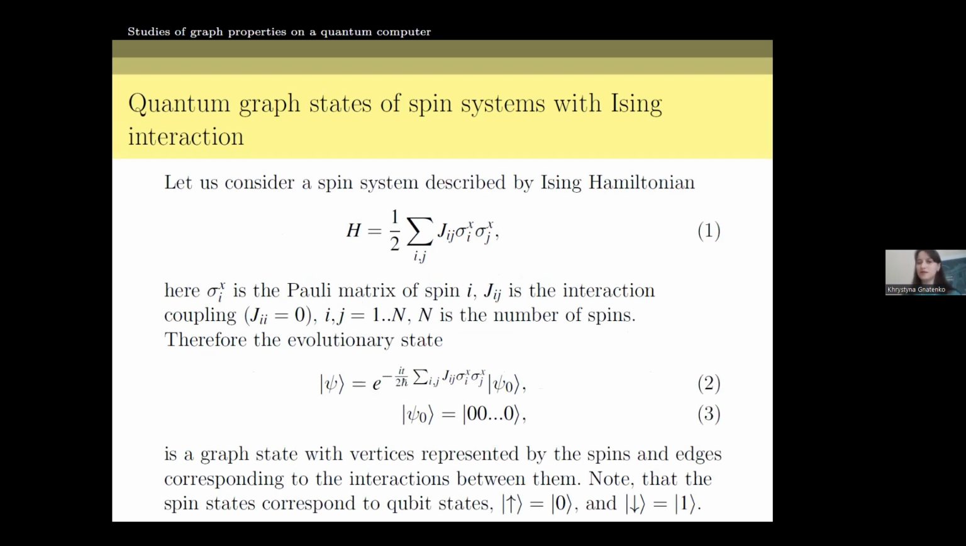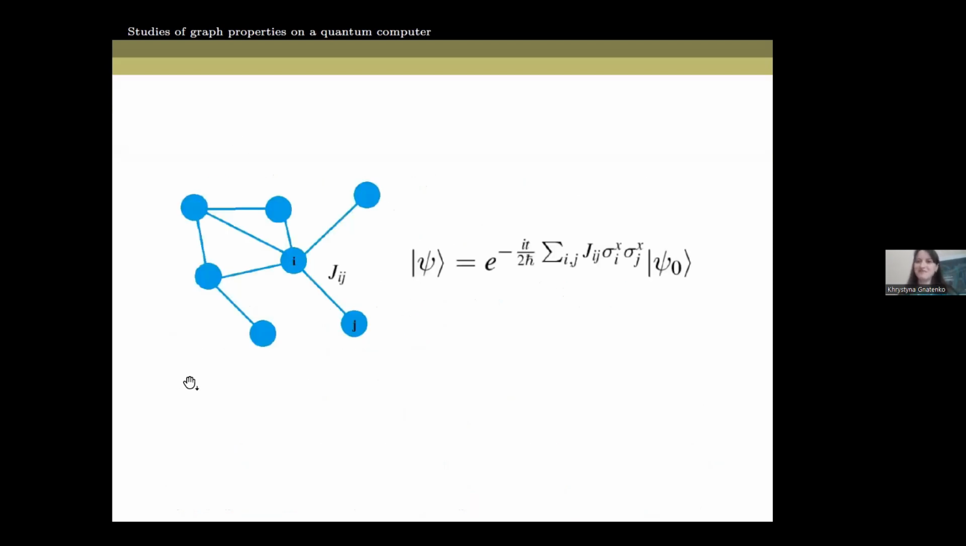Let us consider a physical model, a system described by Hamiltonian. So we have the following Hamiltonian introduced in this slide. And if we consider a quantum state corresponding to this system, the evolutionary state, so if we consider some initial state and then consider the operator of evolution corresponding to this Hamiltonian, we obtain a quantum state which has a structure of graph. So this quantum state can be mapped to some graph. In this slide, you can see how it can be.